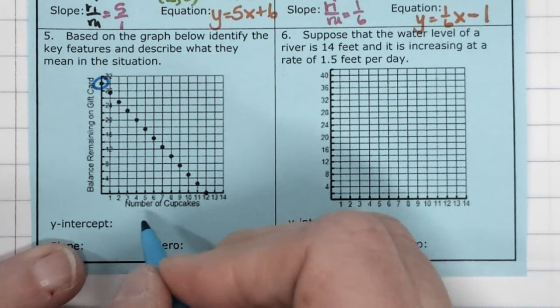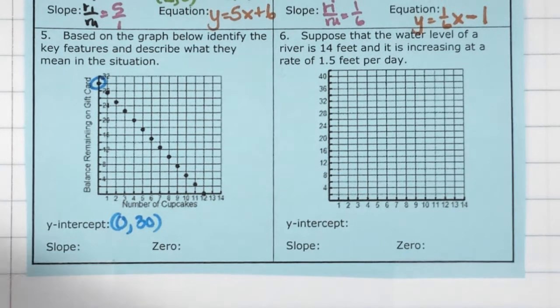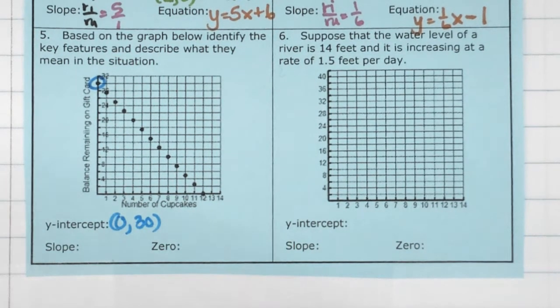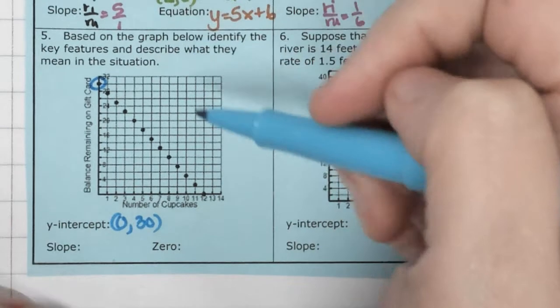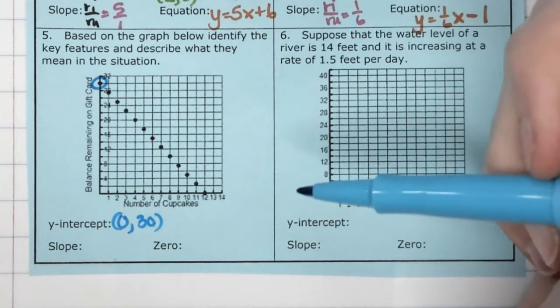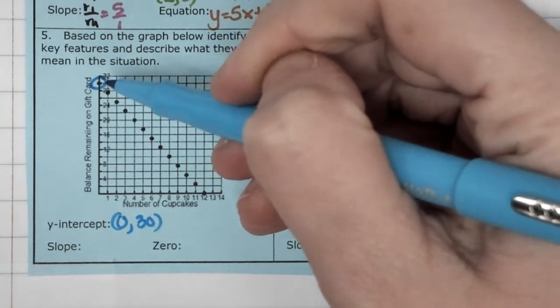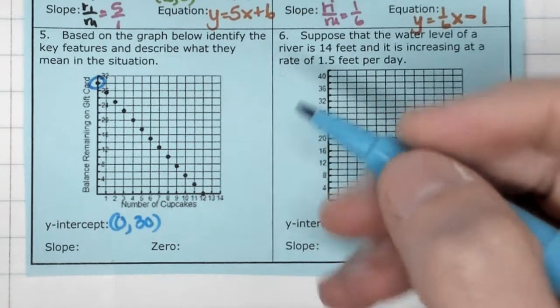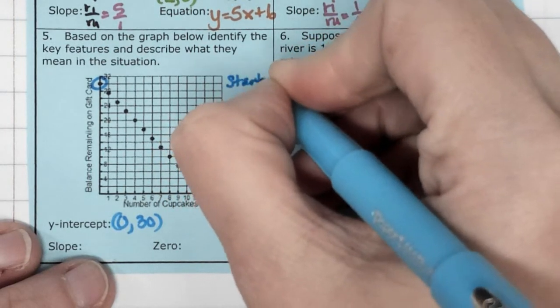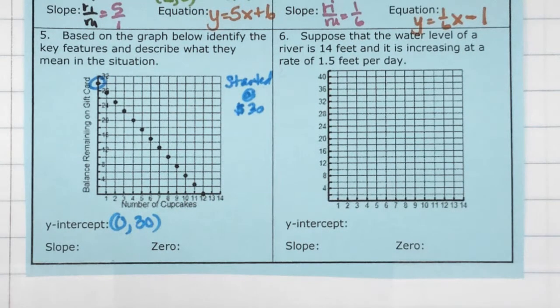First of all, I see my y-intercept right here. My y-intercept is at (0, 30). So what does that mean in this situation? Tell me what you think that means in this situation. What I'm hoping that you have said is that you start off, the highest value you have is 30. So at 0, there's 30. But at 0 what? At 0 cupcakes, I have $30 on my gift card. That means my gift card started at $30.